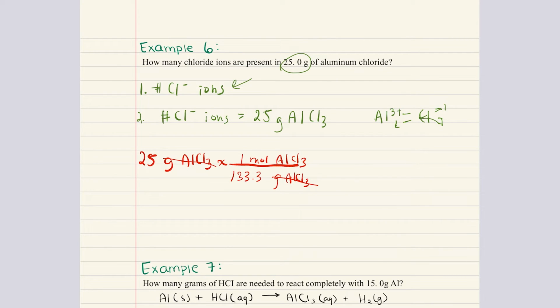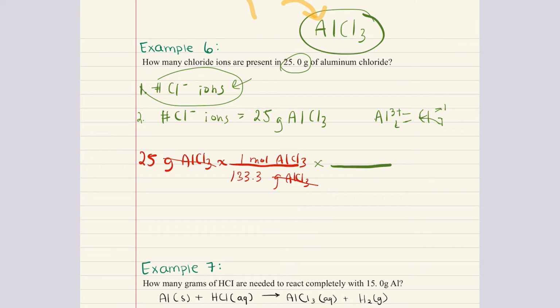Now, since our goal is to get number of chloride ions, we want to move away from aluminum chloride to just chloride. How do we do this? Well, now we can use a mole to mole ratio to convert from aluminum chloride to just chloride. Well, we said we can get mole to mole ratios from 2 places. We can do it from the coefficients of a balanced equation. We're not dealing with a balanced equation here. Or we can do it from the subscripts of a chemical formula. We have a chemical formula. Aluminum chloride, if we look at this, for 1 aluminum chloride molecule, we have 1 mole of aluminum and 3 moles of chloride. So we're going to use that relationship. We're going to say for 1 mole of aluminum chloride, we have 3 moles of chloride.